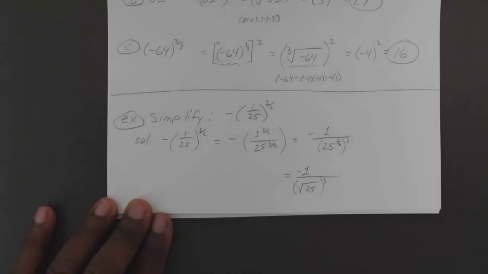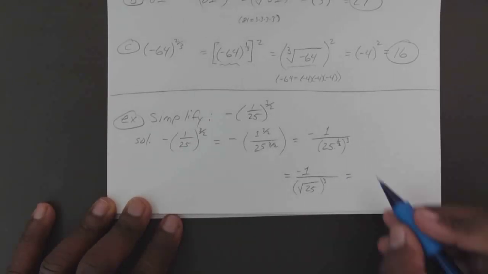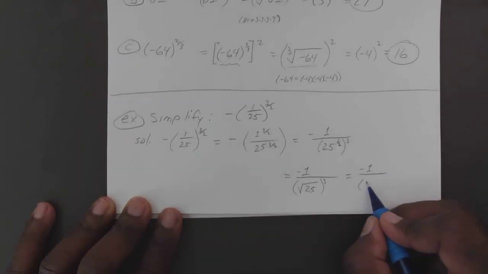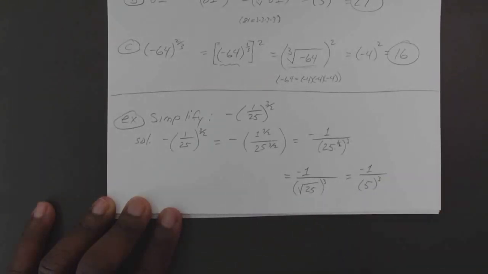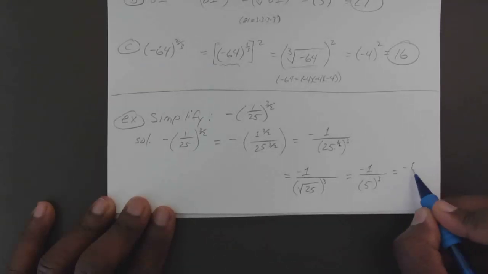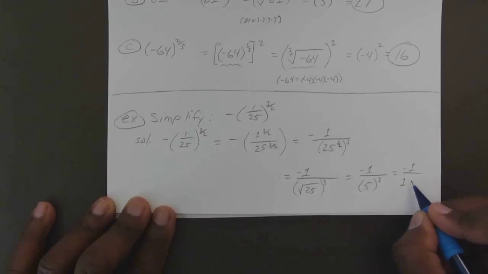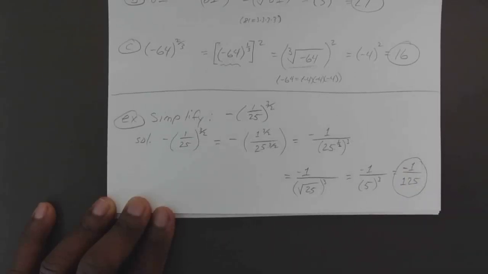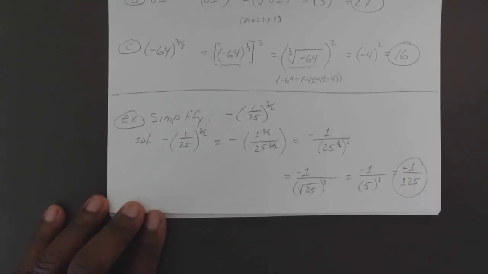Okay. Now even though the square root of 25 is either positive or -5, we're going to mostly stick to the positive value, so you don't have to put positive or negative. Okay, so -1 over 5 to the 3rd power, which gives you -1 over 5 times 5 times 5 is 125. Okay, so that would be your final answer.